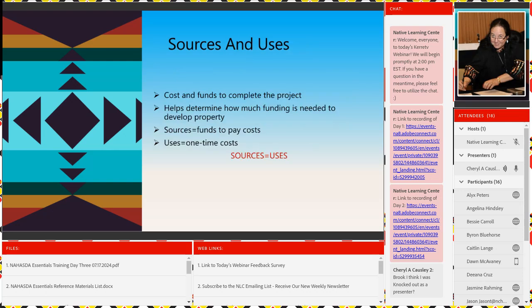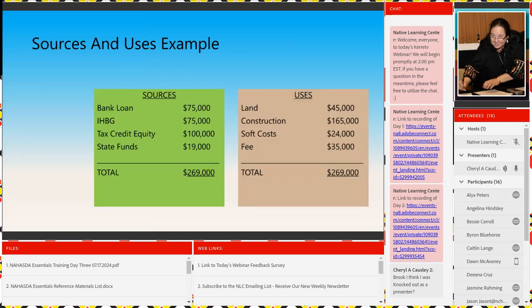Your sources and uses of funds should always equal, in a good world. Your costs and the funds needed to complete your project help determine how much funding is needed to develop a property. Your sources are the funds you're going to use to pay those costs, and your uses are usually one-time use, and your sources should equal your uses of funds.